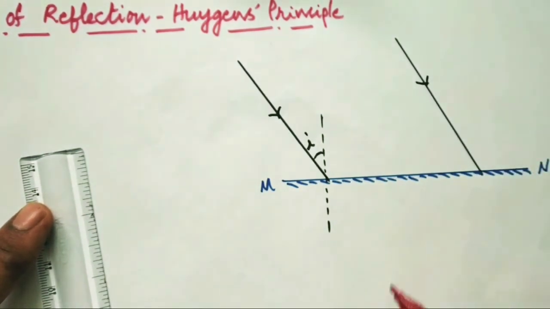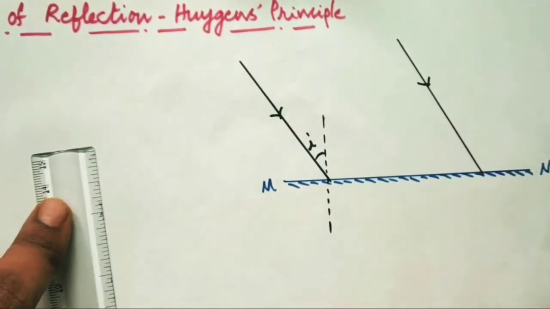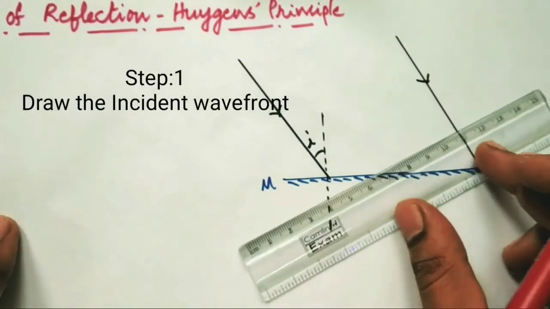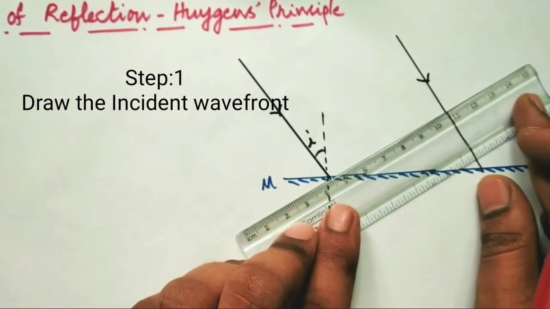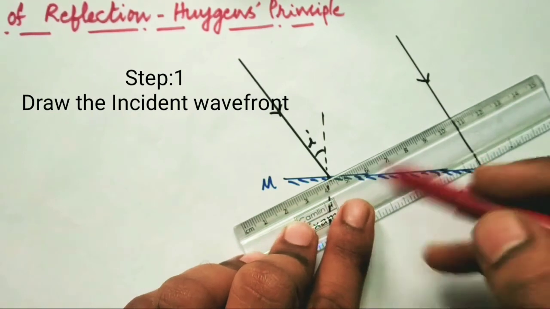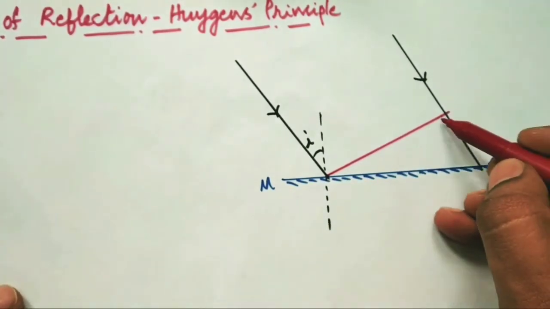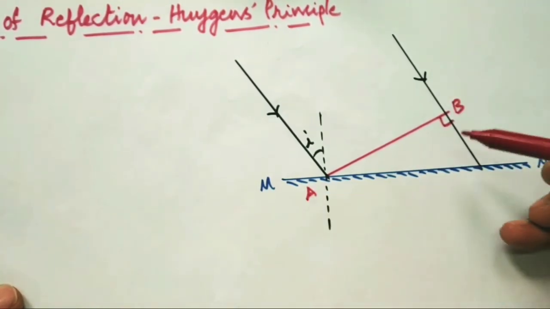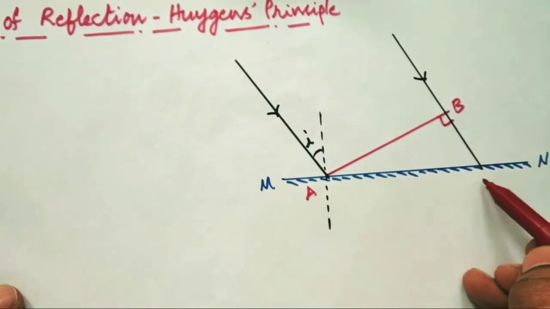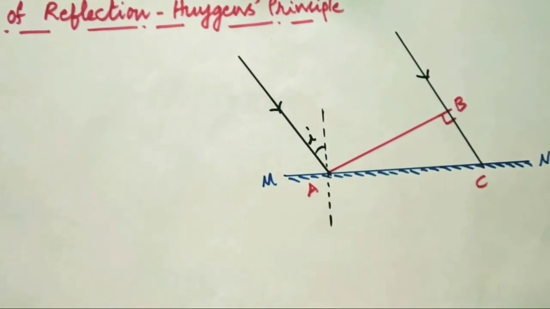Our second step is to draw the wavefront. I told you already the wavefront is always perpendicular to the incident rays. Let me take a wavefront that touches the surface of the plane mirror here. So approximately I am taking this as 90 degrees. You can find here it is almost 90 degrees to it. Let me name this incident wavefront as AB. Now AB is the incident wavefront. Let us say this touches the interface at a point C.